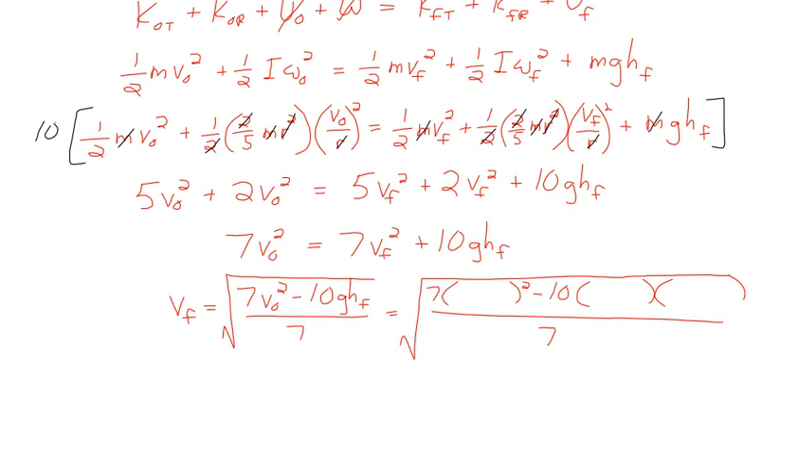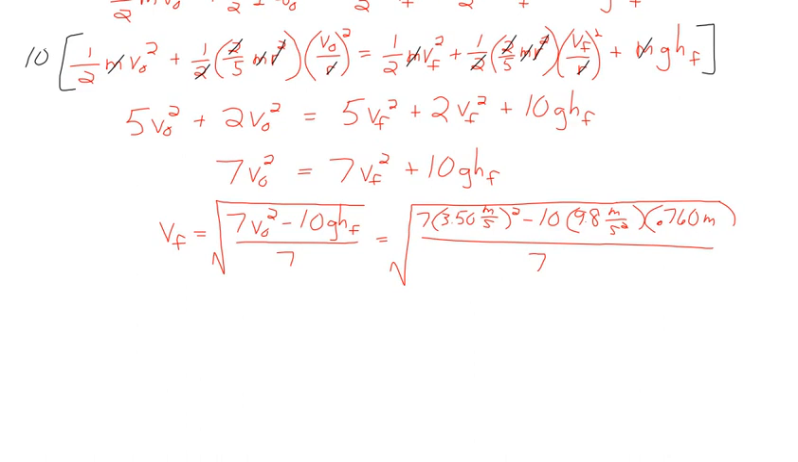So what was the VO in this problem? 3.50. So 3.50 meters per second. The G is 9.8 meters per second squared. And what was the height? 0.760? 0.760 meters. And solving that.